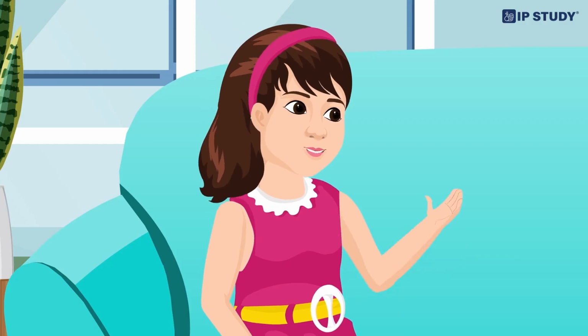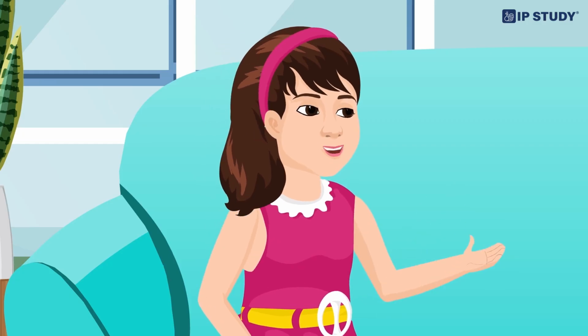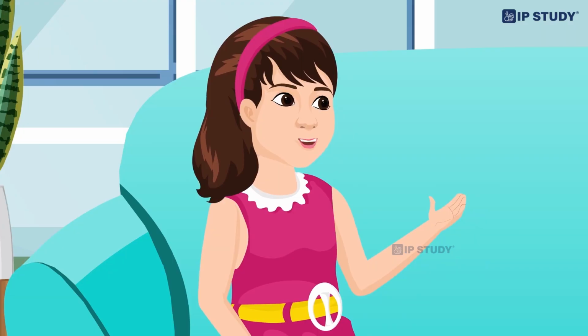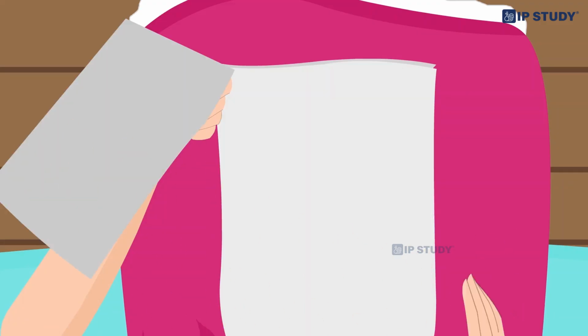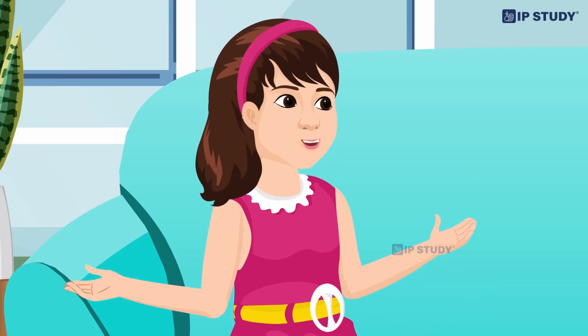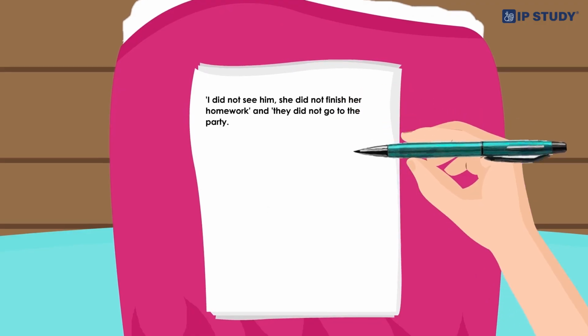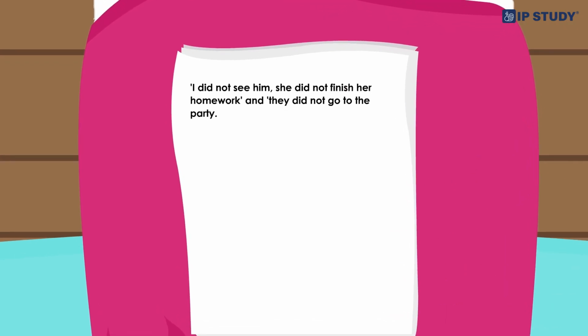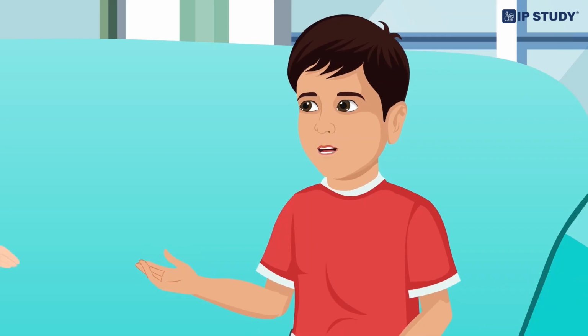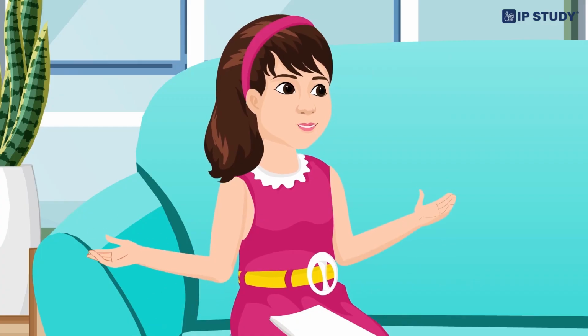Exactly. And when we're talking about the past, we use did not. In the simple past tense, we use did not to make negative sentences. For example, I did not see him, she did not finish her homework, and they did not go to the party. Got it. Did not for everything in the past.